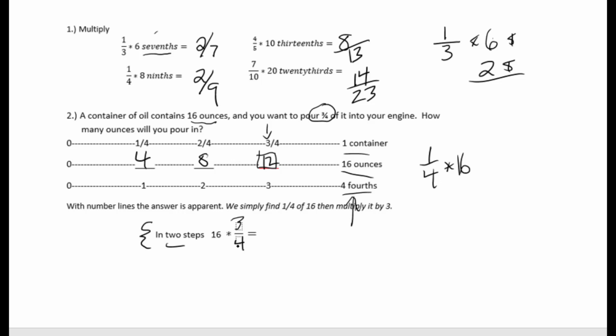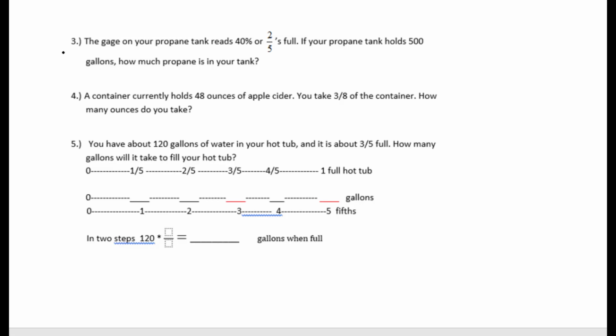In 2 steps, it's 16 times 3/4. 16 divided by 4 is 4. 4 times 3 is 12. So these two are the same, and they're pretty simple. This one is different, okay?